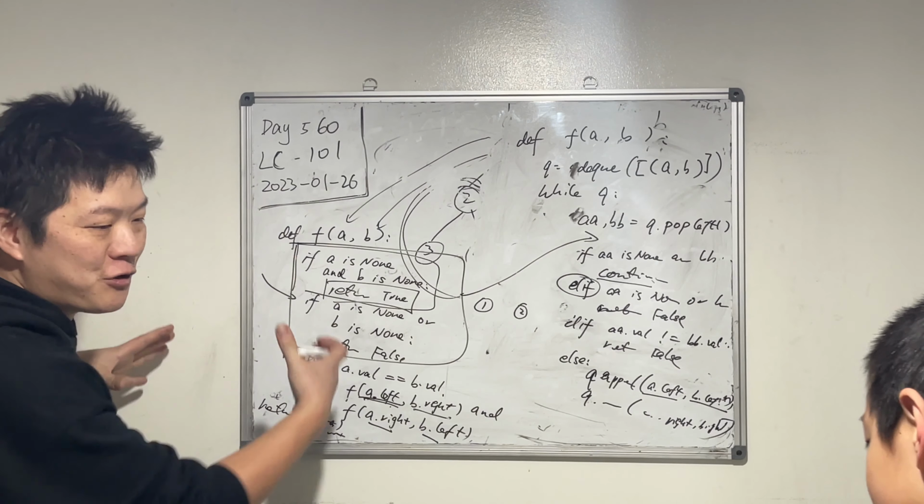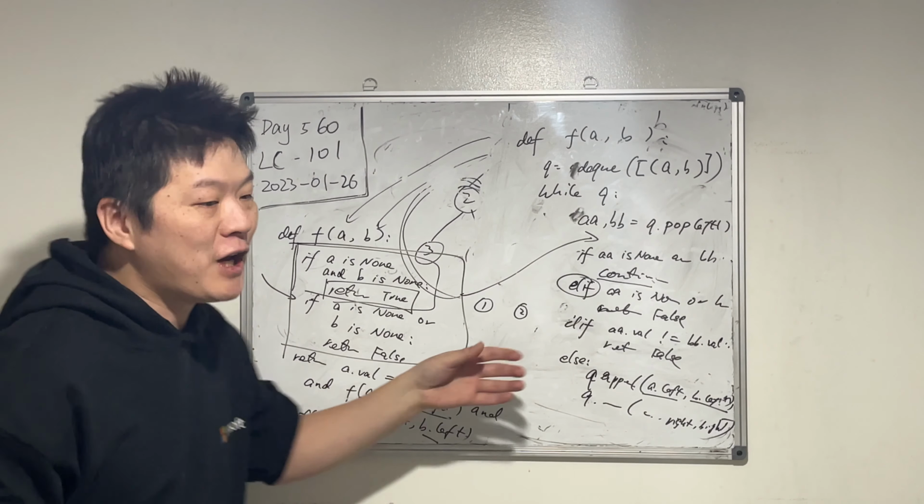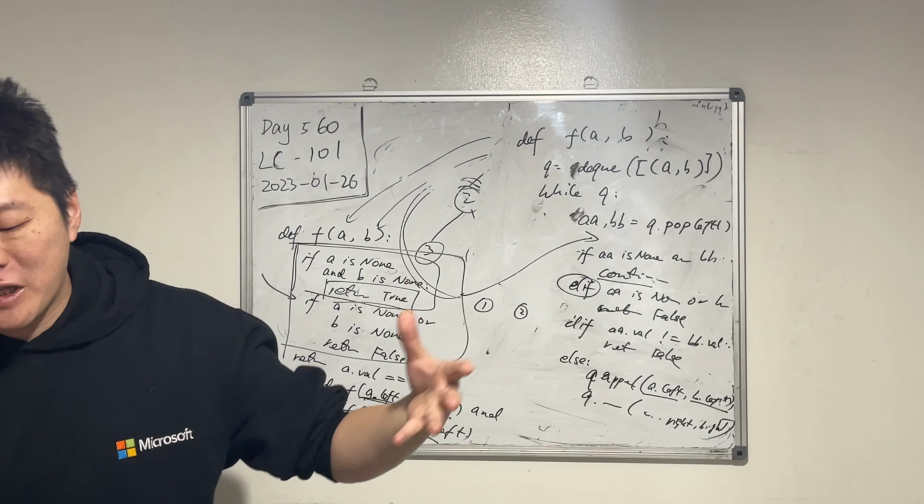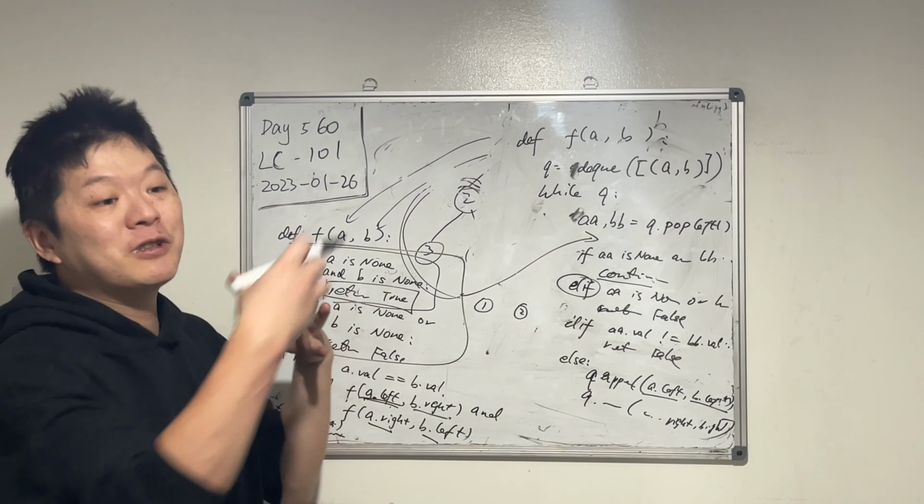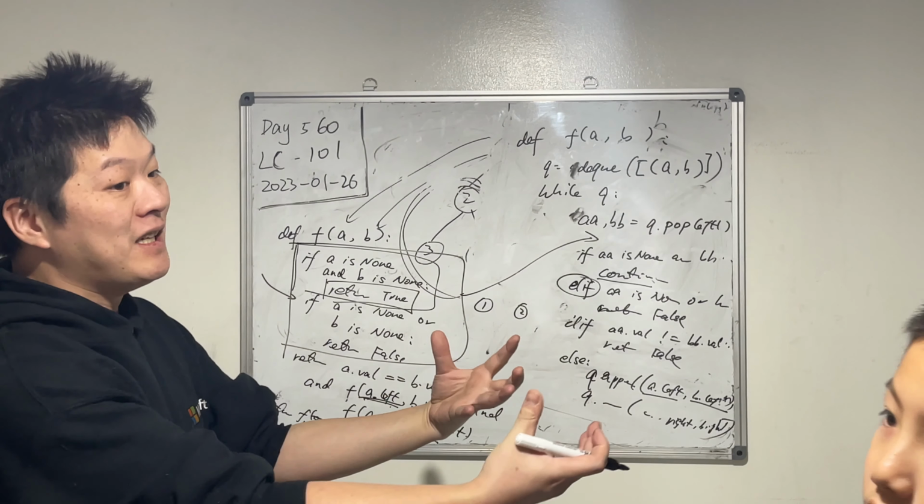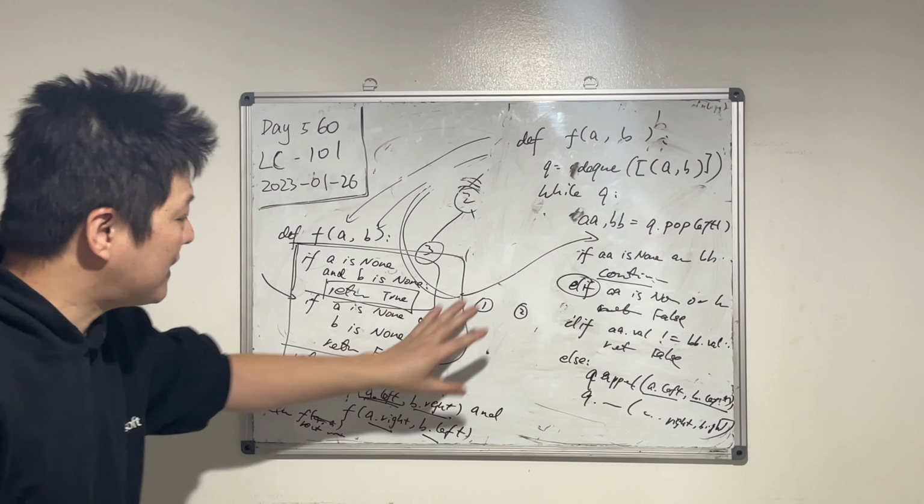We have to check the left trees are the same, right trees are the same, right? This is to check if two trees are the same. To check if a tree is symmetrical, we just have to check if the left tree is symmetrical to the right tree, and the right tree is symmetrical to the left tree. That's the symmetrical, right? Okay, so this is the iterative.